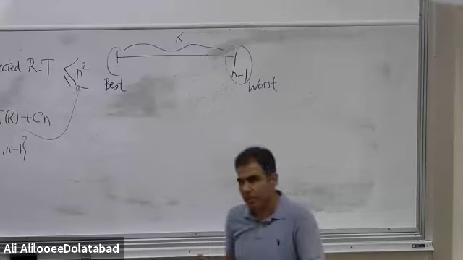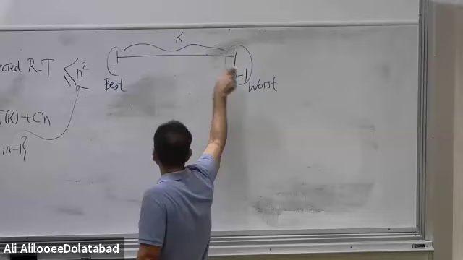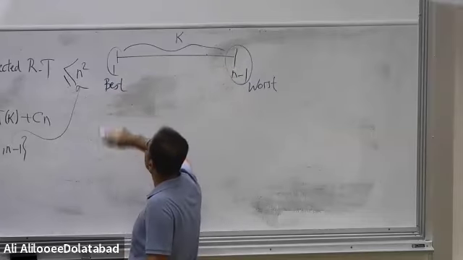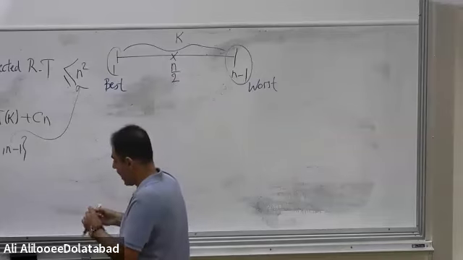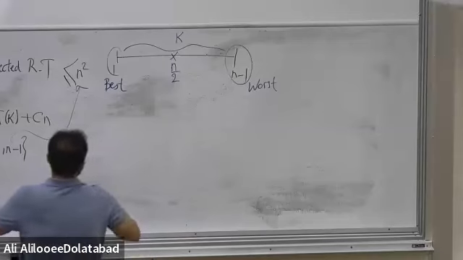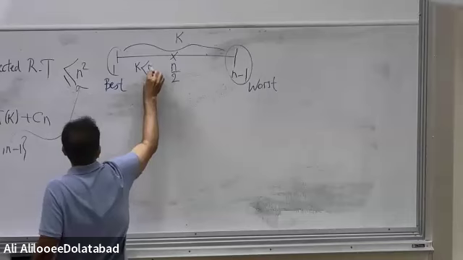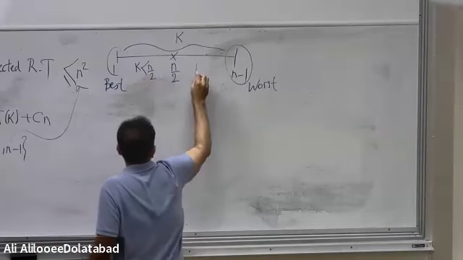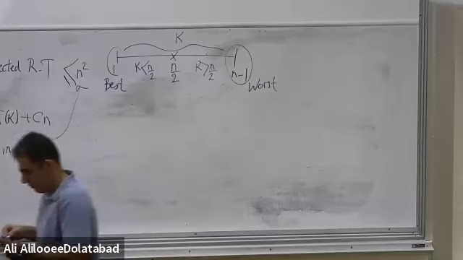How can it be used? In order to see how we can use this fact, first we will divide this interval into 2 parts. Say this point is n over 2. Then we can consider this interval as 2 cases. Here you have values for k which are less than n over 2. Here we have values for k which are bigger than n over 2.